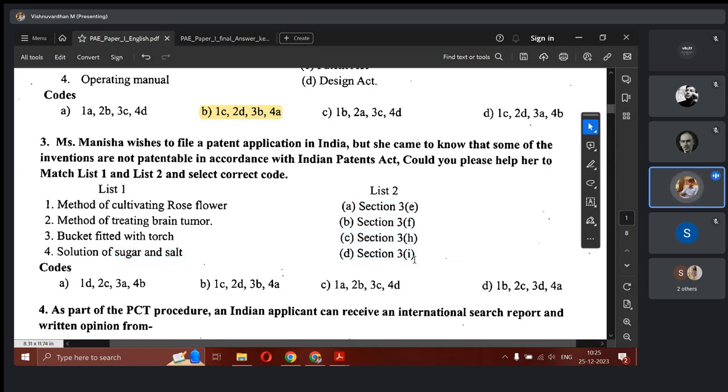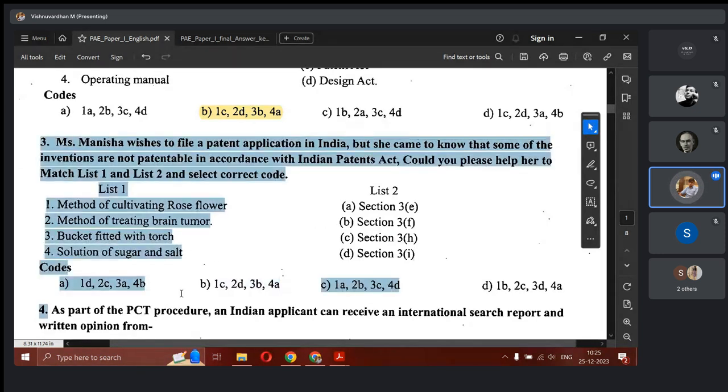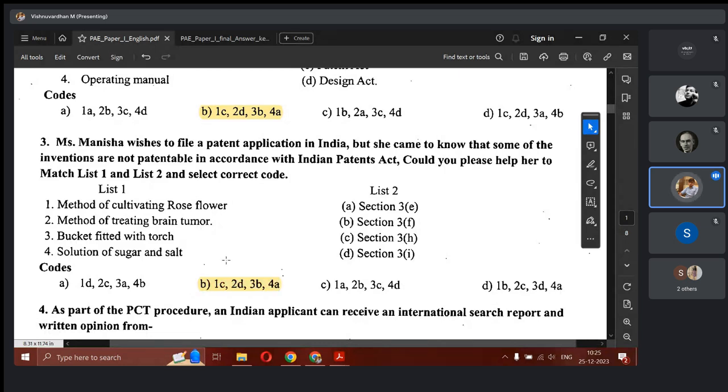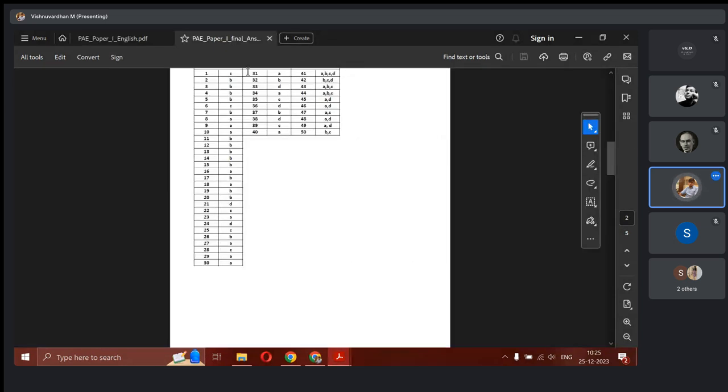Easy to remember. Chalo. So it's 1C, 2D, 3B, and then 4A. Okay, so 1C, 2D, 3B, 4A. So the answer for this is also B, right? So 3 would be B.